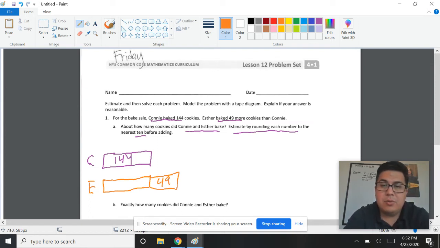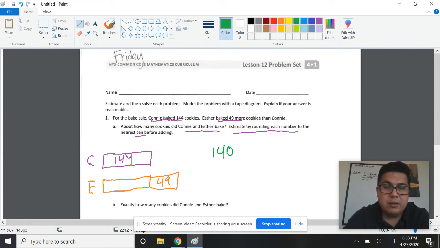Now from here, we're going to want to estimate by rounding. So if we look at how much Connie did, 144, we're going to look at the value in the one spot, and that's a 4. So since it's not 5 or more, we're not going to make our 4 increase to 5. We're going to keep it at 140. Let me go ahead and put 140. So 144 rounded to the nearest 10 is 140.